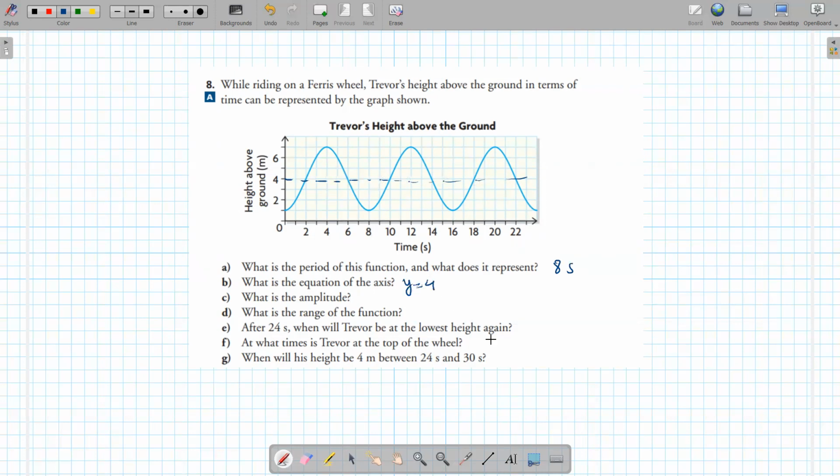Then what's the amplitude? Three. 3 is right. What is the range of the function? Y is between 1 and 7. That is correct. After 24 seconds, when will Trevor be at the lowest height again?